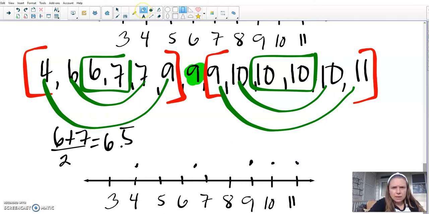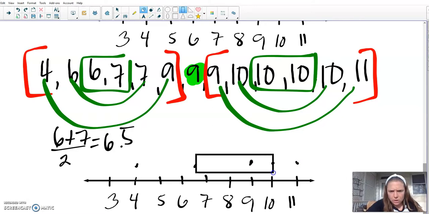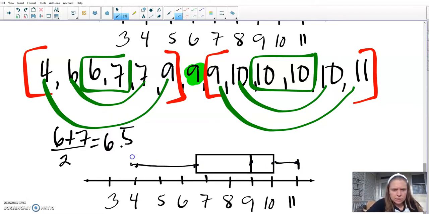Now again, I'm going to take my rectangle tool and draw a rectangle from the lower to upper quartile. Then I'm going to take my marker and just draw a line for the median on 9 and whisker out to the greatest and least. Ooh, that one didn't work out. Greatest and least values. Okay.